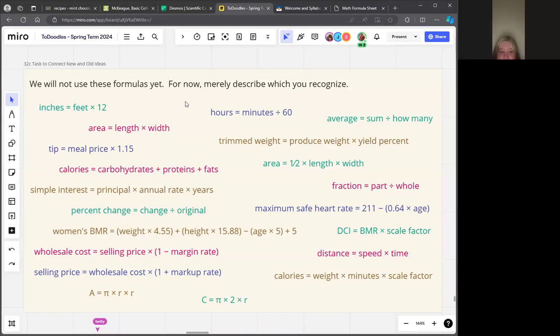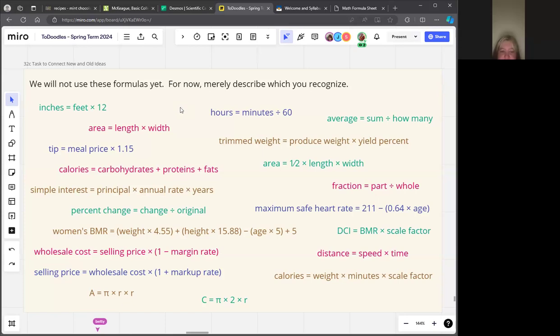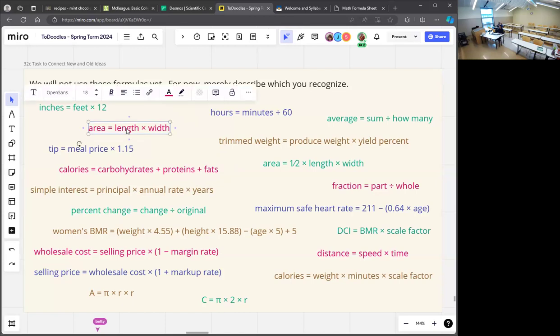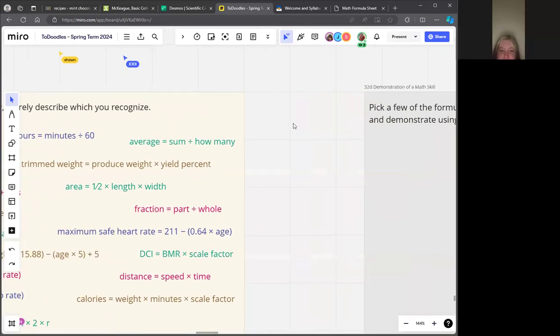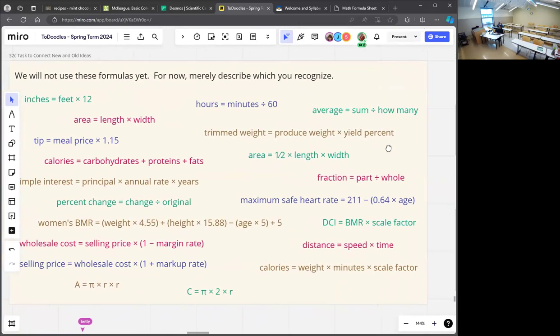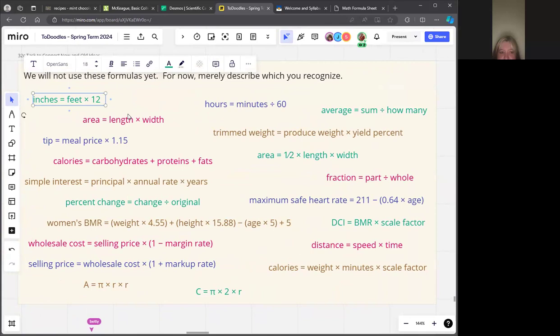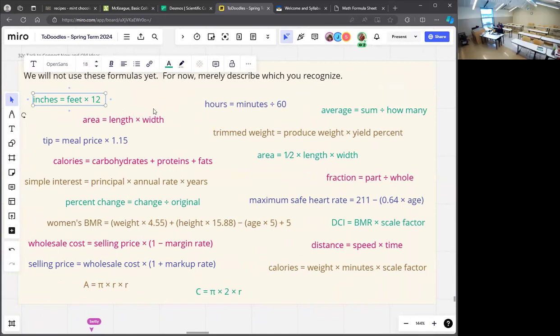I haven't seen any of those before. Neither have I. Some of them you know about, maybe you haven't seen them written now. I've seen area equals length times width. We just did that one, that's the rectangle area, right? Yes. It's not any area, that's just for rectangles, okay? I'm sure you've seen inches as feet times 12. Maybe not written now, but you know that you take however many feet and multiply by 12 to get inches.